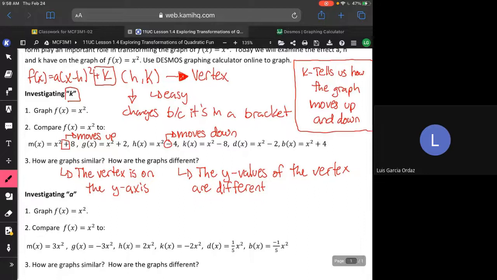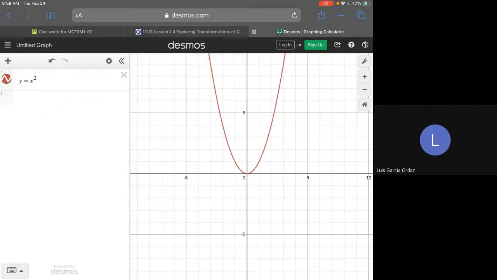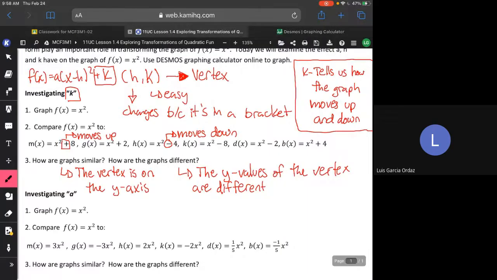So now we're going to focus on the a part of the vertex form. That's the number that comes before the bracket. So we're going to graph again, x squared. So we're going to take out these graphs over here. So x squared is going to be our parent graph. That's our graph of reference. We always look at x squared before comparing it to anything else.